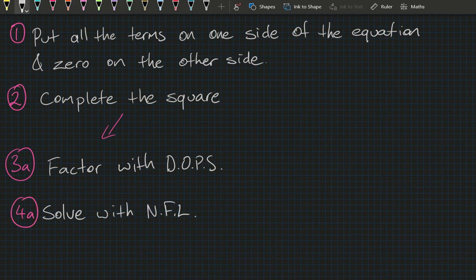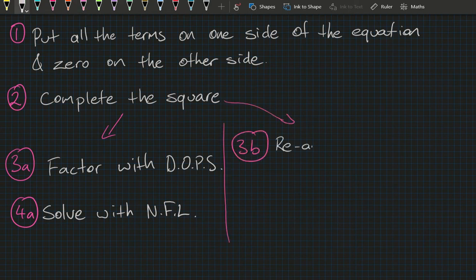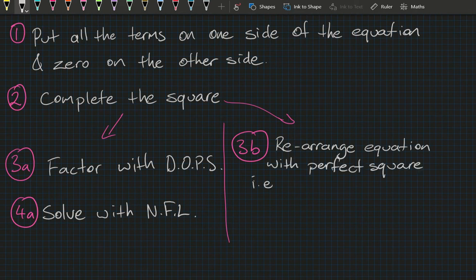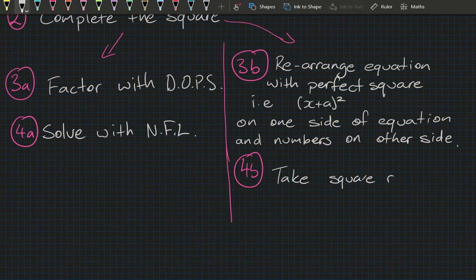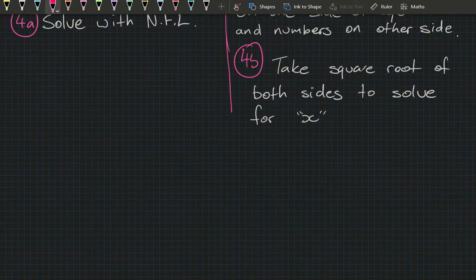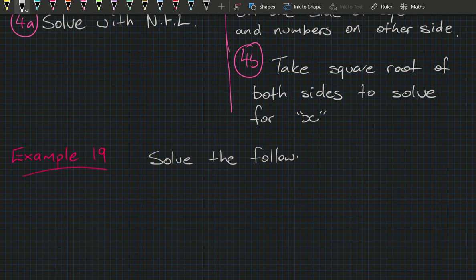The second direction, which we'll call direction B, is 3B: rearrange the equation with the perfect square, i.e. x plus a all squared, on one side of the equation, and then put all the numbers on the other side of the equation. Then you just need to take the square root of both sides and solve for x. I'm now going to show you both of these in example 19, where we will solve the following quadratics by first completing the square.